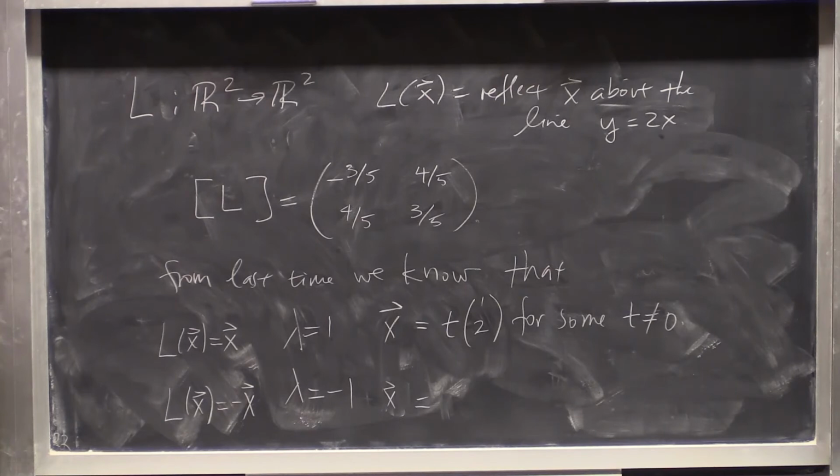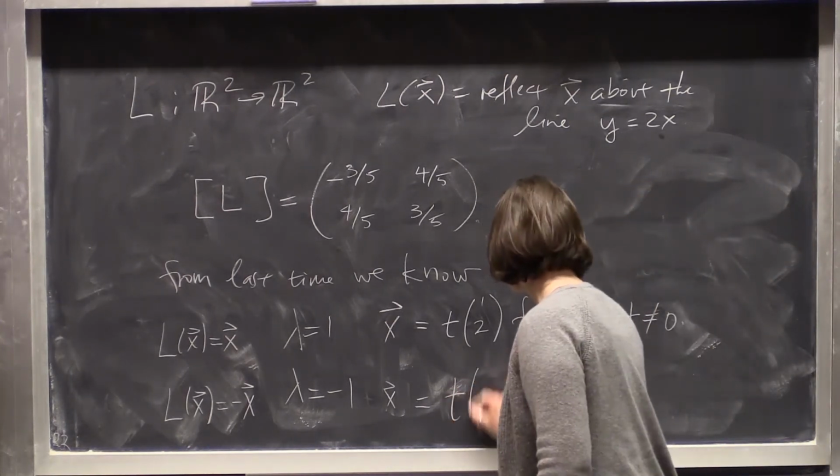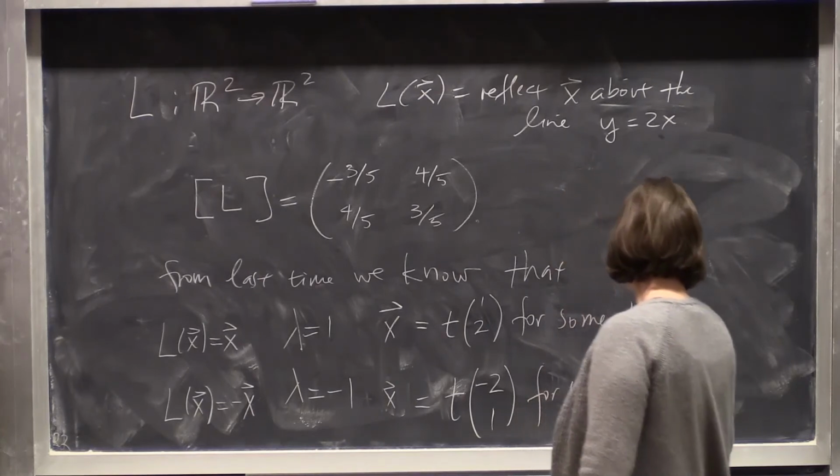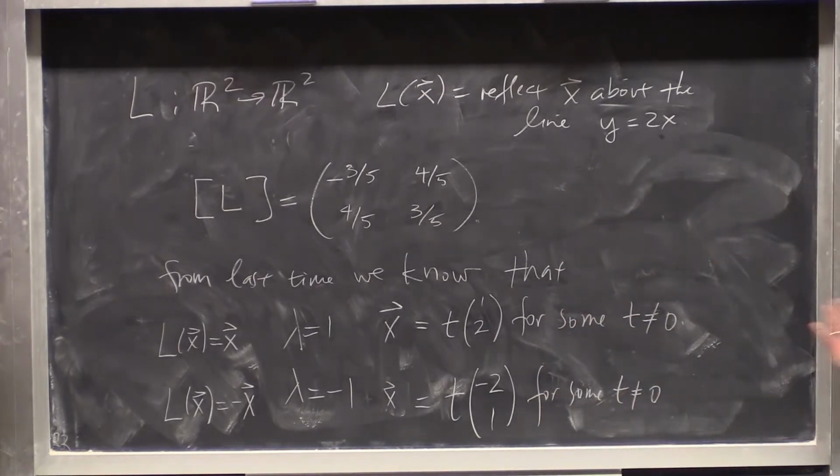That would have to be your line, and if reflecting about that line sends you to this, then you'd have to be orthogonal. Reflecting about the line gives you that, which is not the negative of the vector. The negative of this vector would be that. So the only way that the reflection is also going to be the negative is if you're orthogonal. So t times (-2, 1) for some non-zero t.